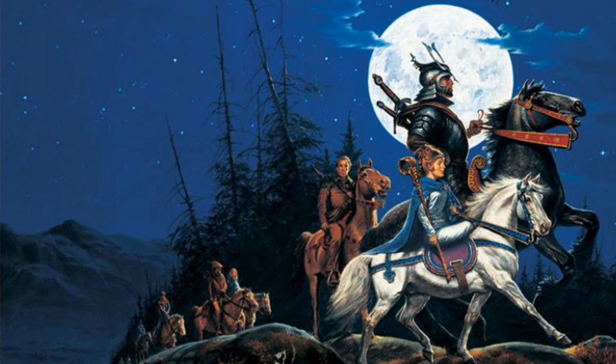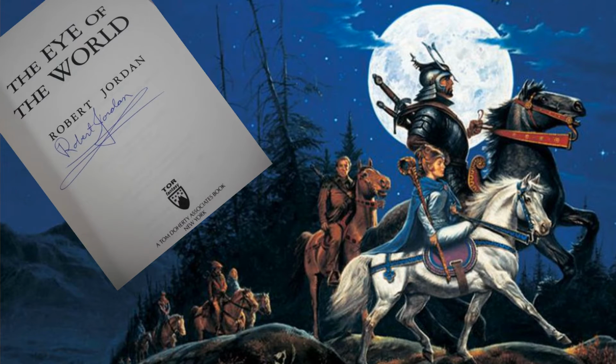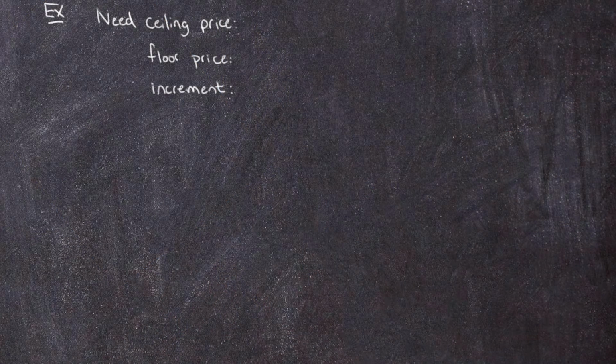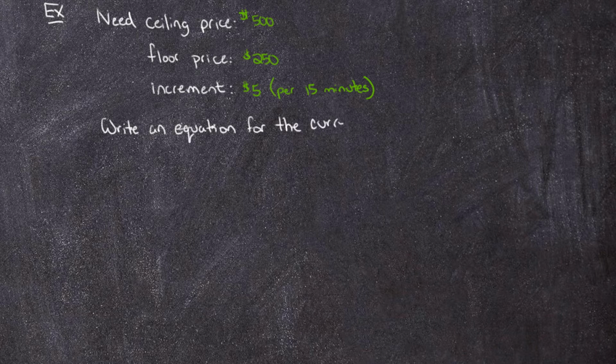Now, let's say you have a limited edition signed copy of Robert Jordan's Eye of the World. This is part of the Wheel of Time series, a great series. Anyhow, you know this is sold elsewhere for $300. So you set a ceiling, the highest price that you possibly get, at $500. And you set the floor at $250. Remember, that's the lowest absolute price you will ever take for this. Now, you're a patient person, so you set the increment to $5. That is, the price will drop by $5 every 15 minutes.